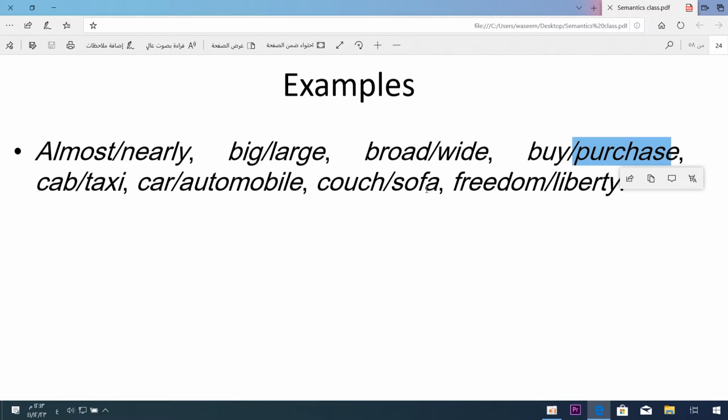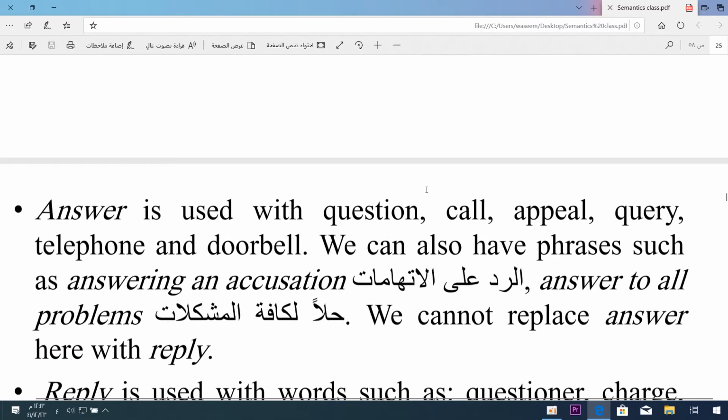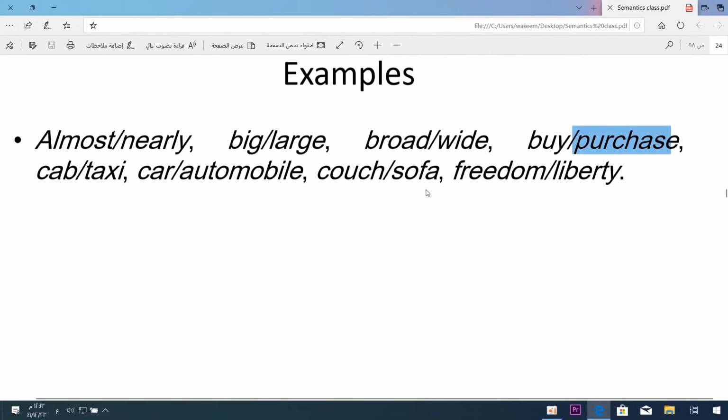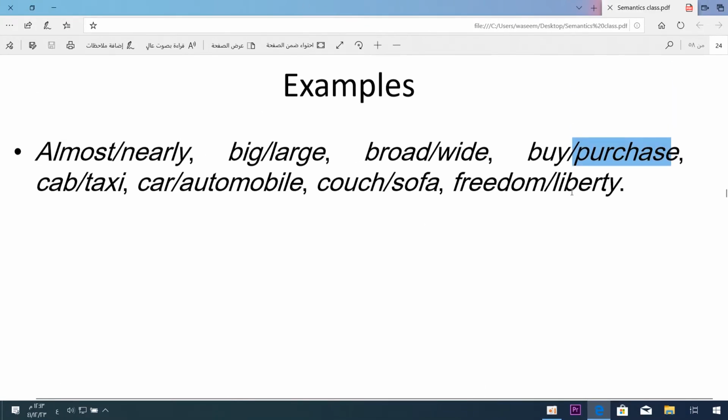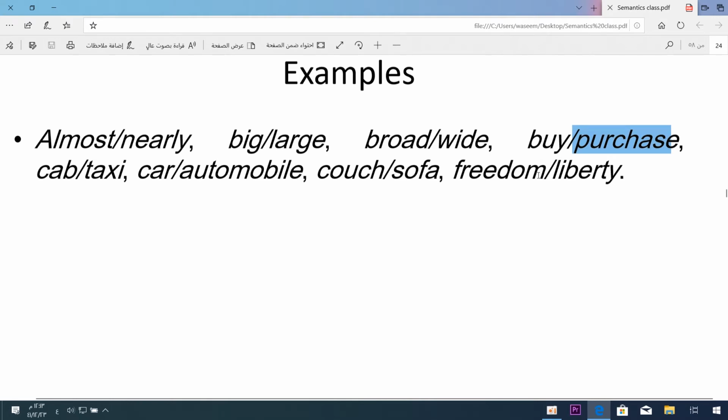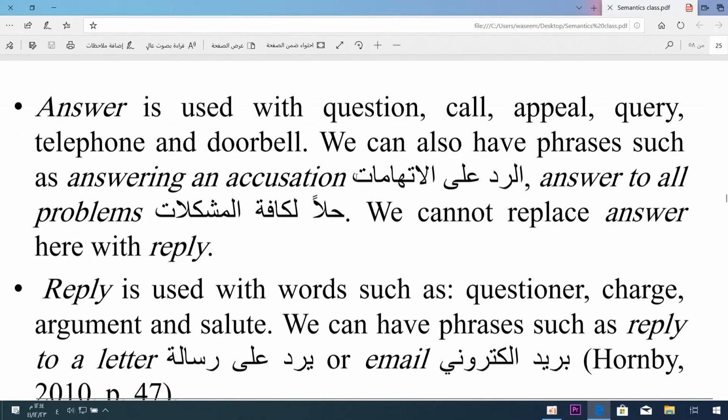Okay, if the teacher is teaching the word liberty and the students seem not to know the answer, he would say, okay, it is a synonym, it has the meaning of freedom. If you're teaching the word purchase and the students seem not to know the meaning, you can say it has the same meaning as buy. So here we have an explanation of the words existing.